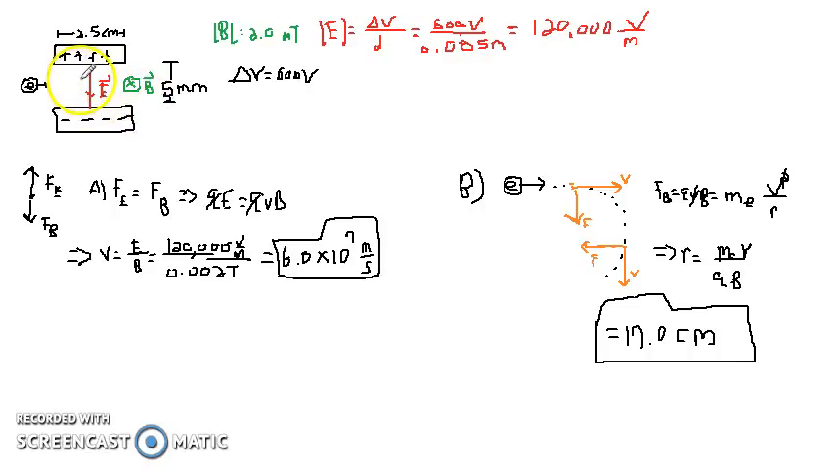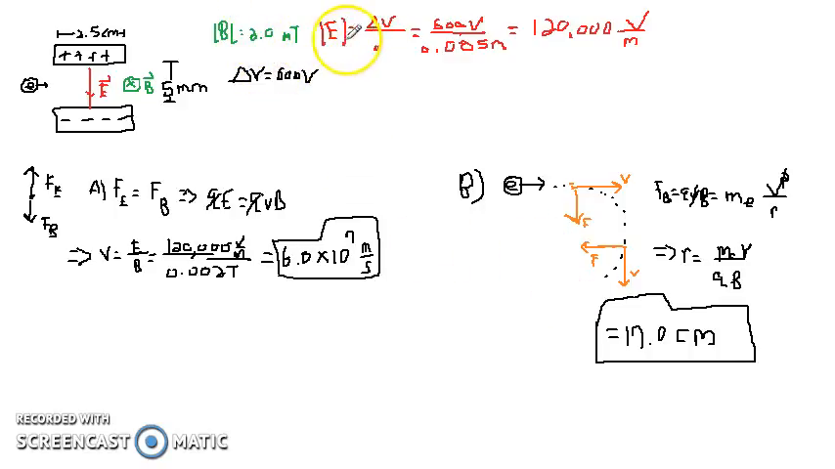Okay, so here I have my two plates, my electric field pointing from positive to negative. In order for the electron to pass through undeflected, my magnetic field must be pointing into the page. Here's the magnitude of my magnetic field, 2 millitesla.